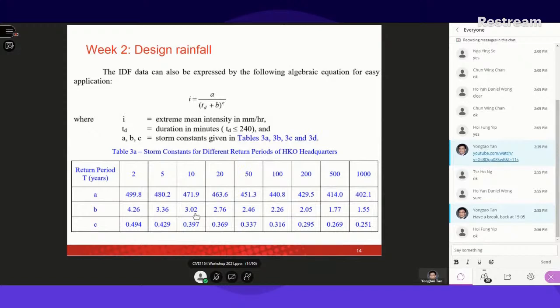And also the duration of the storm, duration of the rainfall. Normally, for the urban drainage design, the time of concentration is used as the duration. Means the travel time of the runoff from the remote point to the catchment outlet.